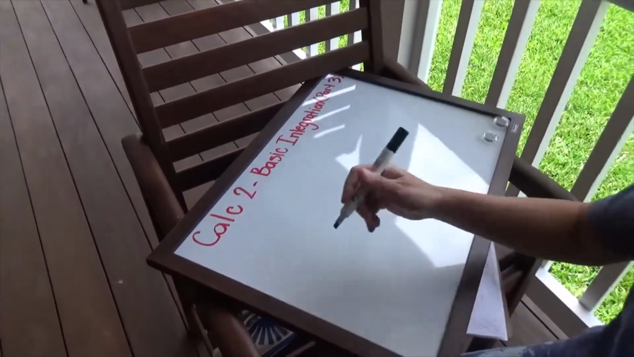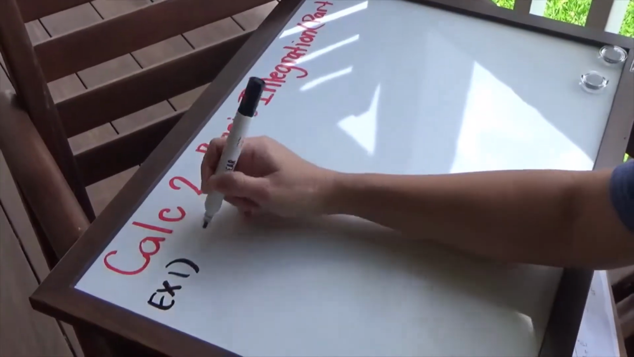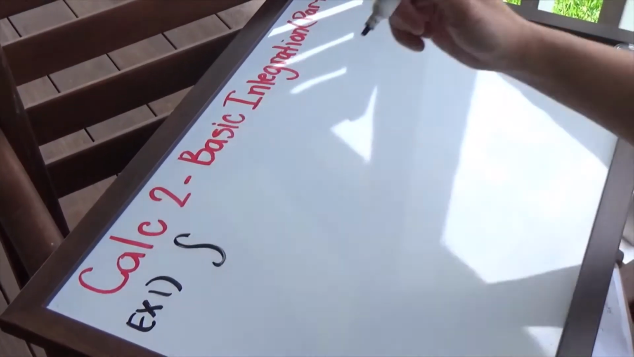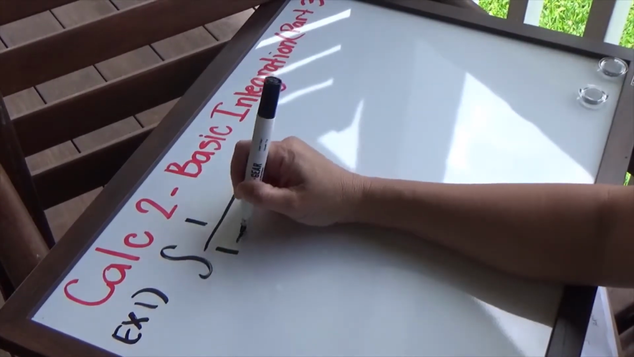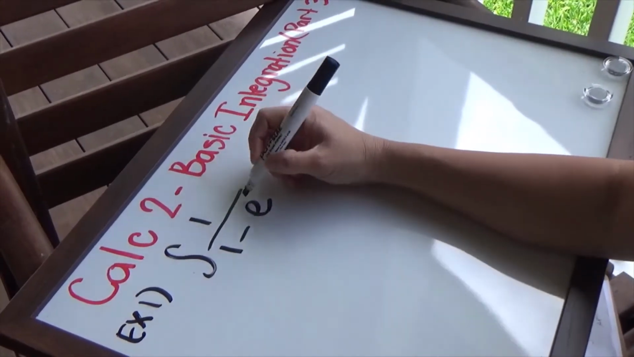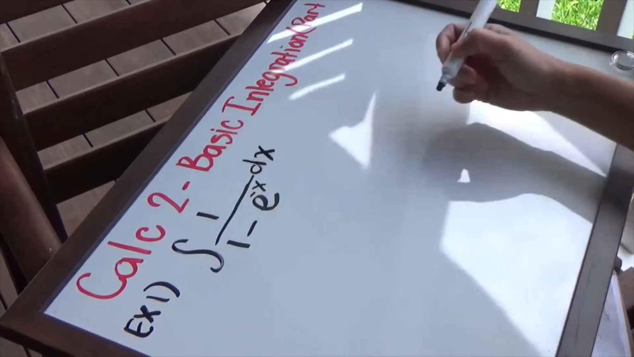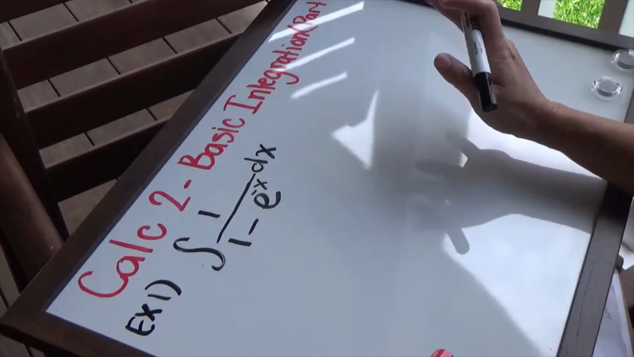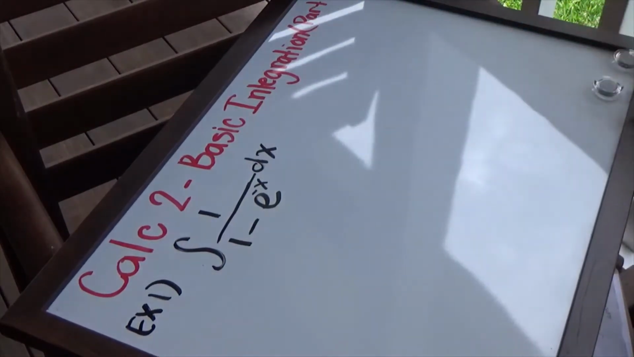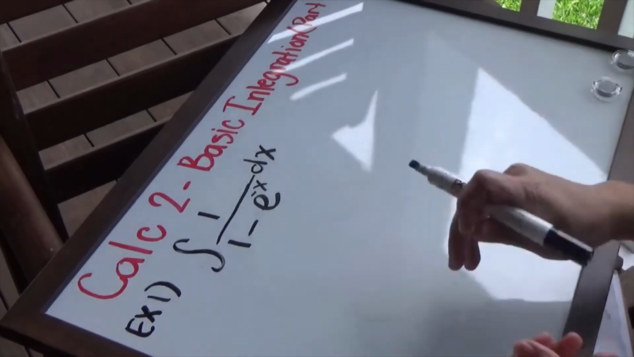First example I'm going to give you is the integral of 1 divided by 1 minus e to the negative x dx. So I know you all love the e's, so that's why it's there. Nah, really. This is a very sneaky situation here.